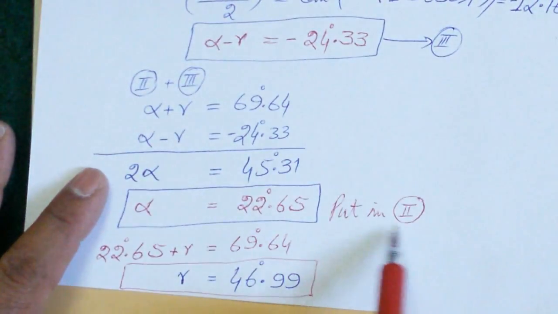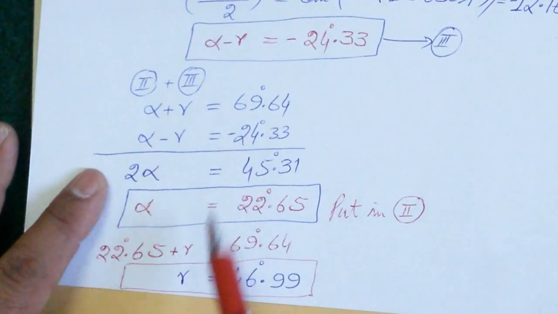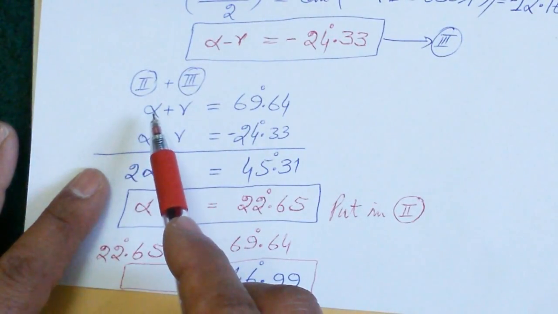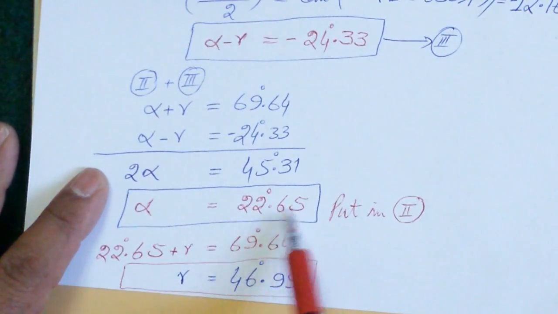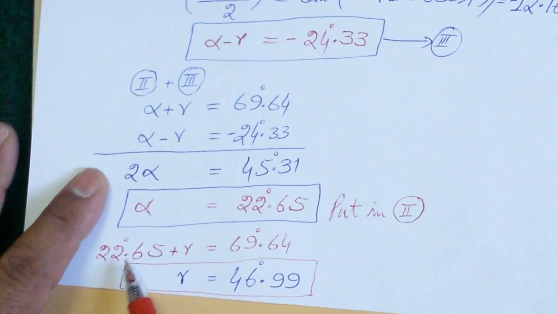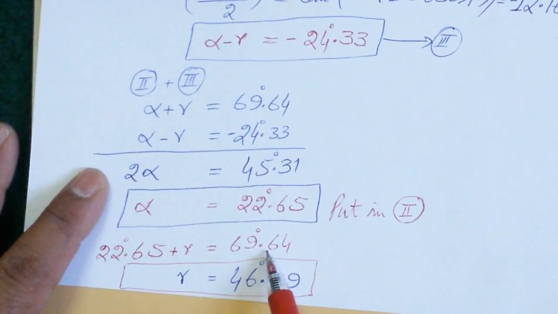Substitute this quantity in equation number second. We have alpha plus gamma is equal to 69.64. Equation number second is this one. So substitute the value of alpha, which is equal to 22.65 degrees, plus gamma is equal to 69.64 degrees. After this calculation, we get gamma is equal to 46.99 degrees.